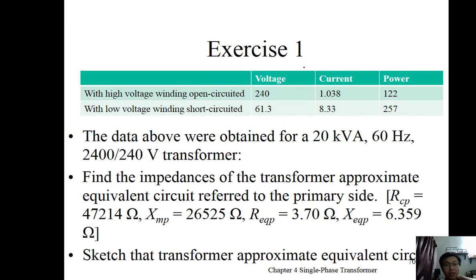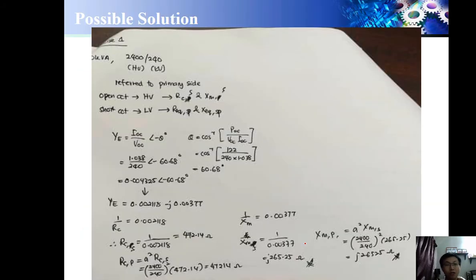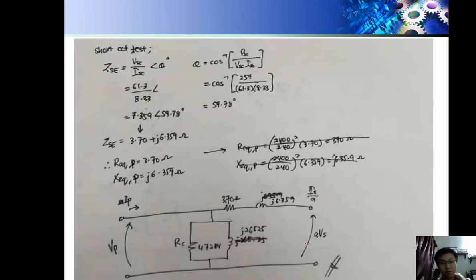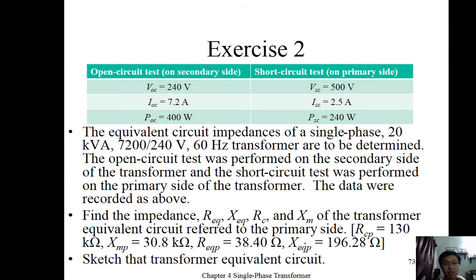So have a try on this. Now, with a high voltage and a low voltage, how do you refer, which one is high, which one is low? The answer is given here. Have a try. The solution is given here. Have a try. Same as well, exercise 2. You can see open circuit on the secondary side or on the primary side. Okay, have a try.